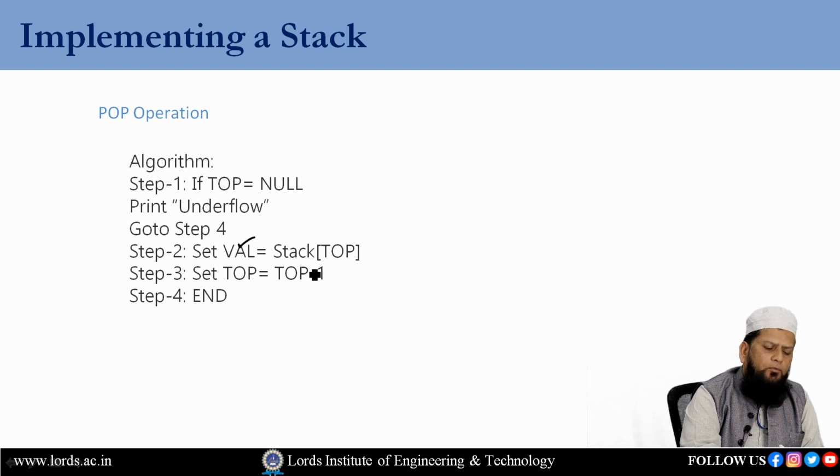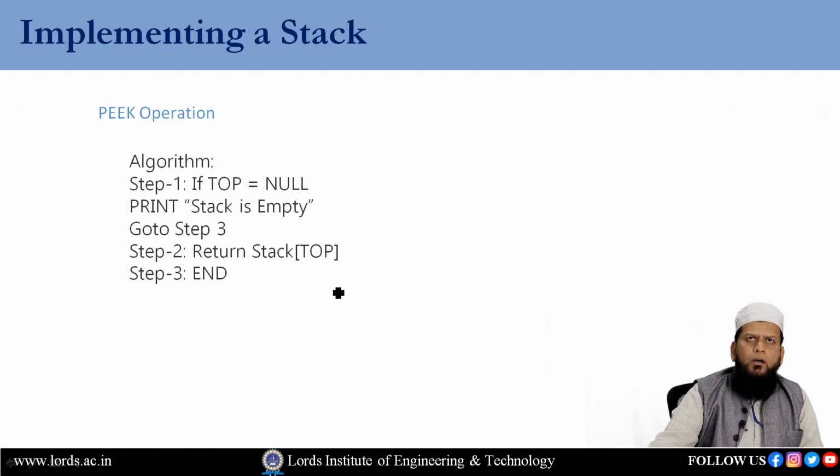And then after removing the element from the stack, we have to decrement the top pointer. Okay, so then what we will write? Top is equal to top minus 1. Otherwise, we can write top minus minus. So this is the simple pop operation which we perform on the stack.